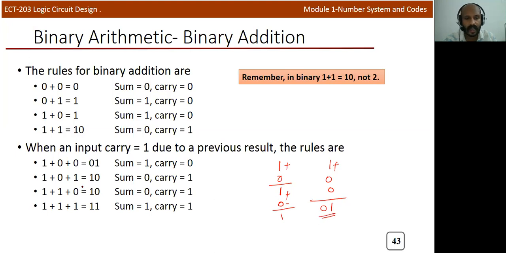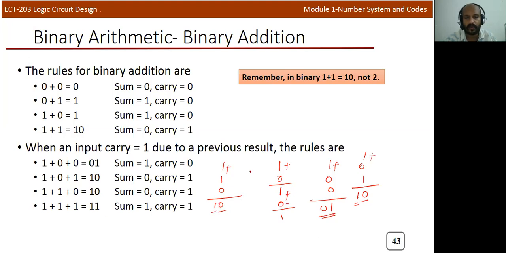So 0 1. And similarly, if you consider another case, 1 0 1, initially if you add 1 plus 0, you will get 1, then 1 plus 1. 1 plus 1 is equal to 1 0. So sum is equal to 0, carry is equal to 1. After that you can consider 1 plus 1 plus 0. If you add 1 plus 1, you will get 1 0, 1 0 plus 0 is 1 0. So again, sum 0, carry 1.